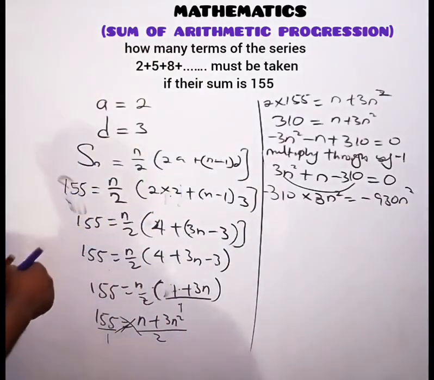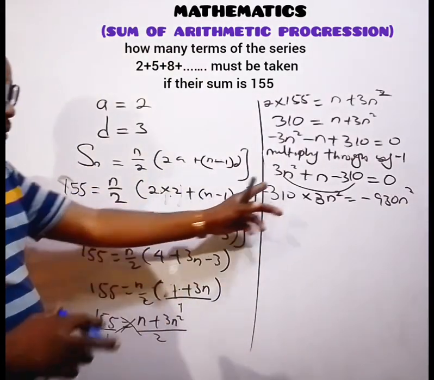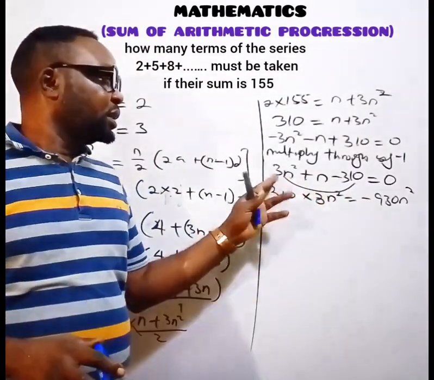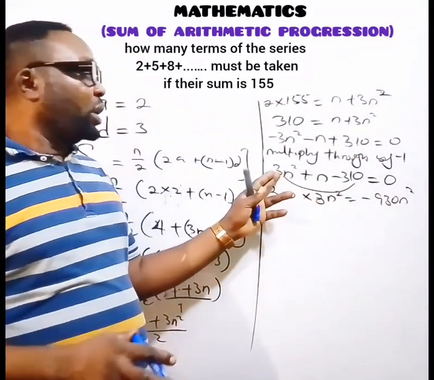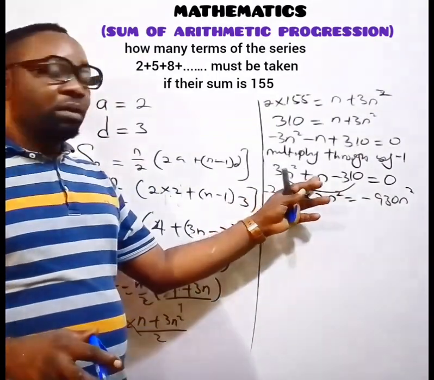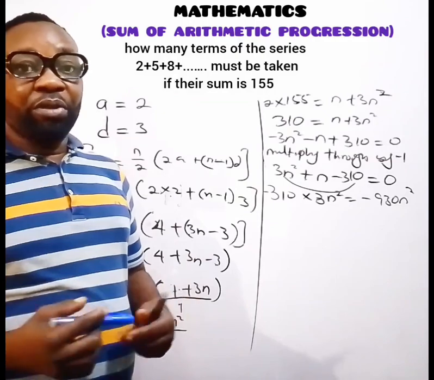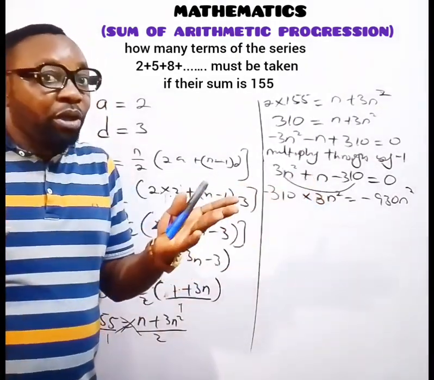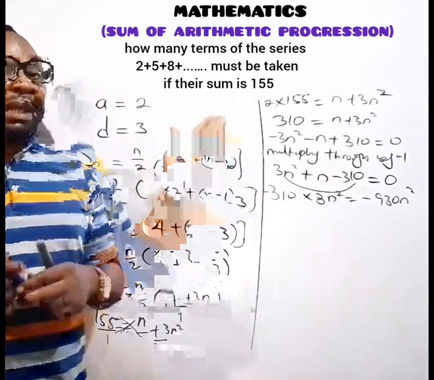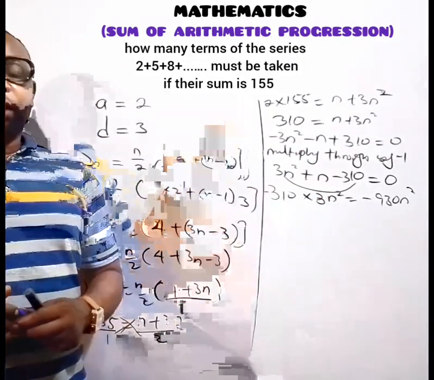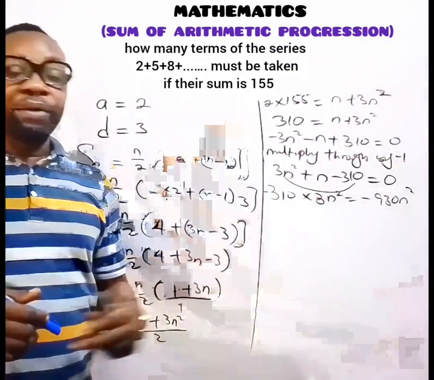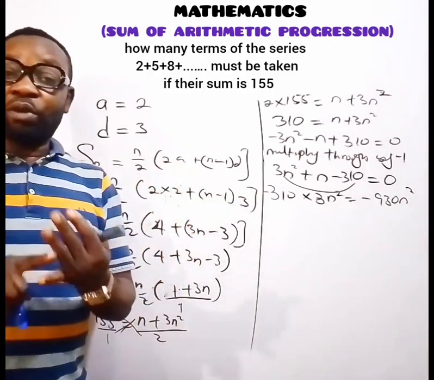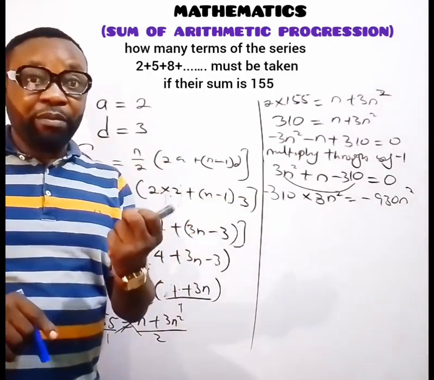Now, minus 930n squared. I'm going to look for two values that when I multiply them together, I will get minus 930n squared, and when I add them together, I will get plus n. So those two values must differ by just 1. So I'm going to make use of 31 and 30. If you multiply 31 by 30, you will get 930. But when you add them together, which one will have the negative sign? That is the one that is lower in value.